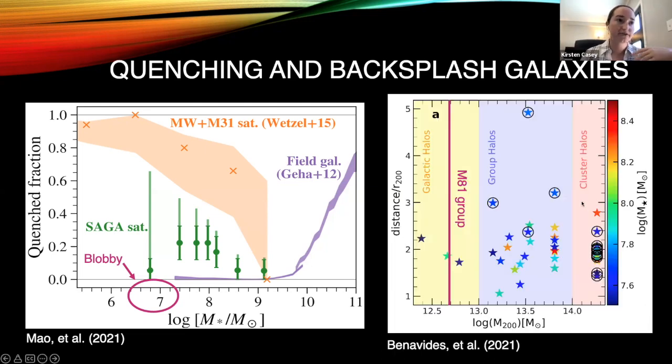On the other hand, other groups have simulated larger halos, so mostly group halos and cluster halos, and found many backsplash galaxies. I've marked where M81 is in this plot, and only a couple of backsplash galaxies are simulated in this host mass range, and you can tell from the color bar over here that the masses of these backsplash galaxies are larger than Blobby. So Blobby really just demonstrates the need to simulate backsplash galaxies at more intermediate masses and around a wider range of host halos, not just Milky Way or large groups or clusters, in order to understand how those environments are impacting the star formation of galaxies like Blobby.